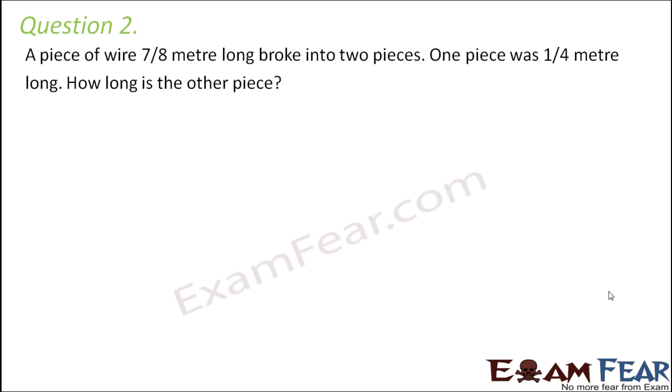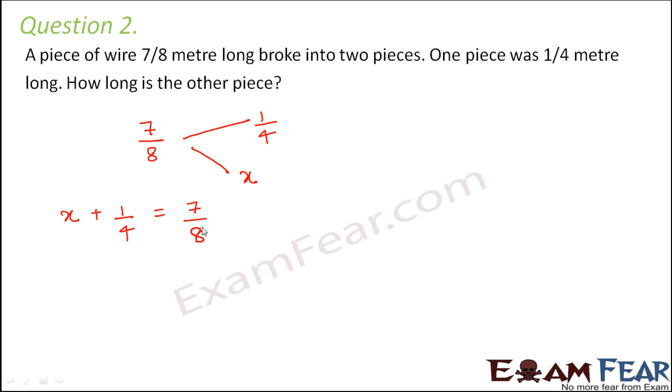Question number 2. A piece of wire 7 by 8 meter long broke into two pieces. One piece was 1 by 4 meter long. How long is the other piece? So let us say this is the total length of the wire which broke into two pieces. One piece was 1 by 4, the other piece we don't know. So let's say that the other piece was x. So this basically means that x plus 1 by 4, that is these two pieces together, gives 7 by 8, that is the length of the wire, right?